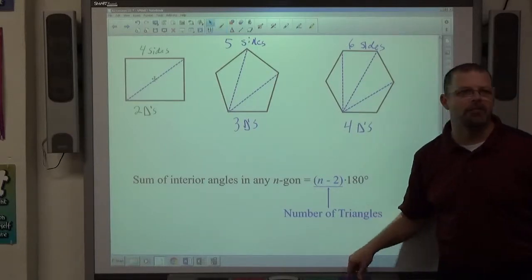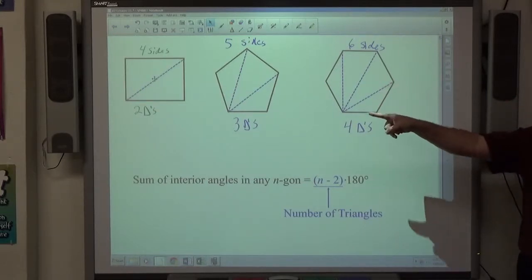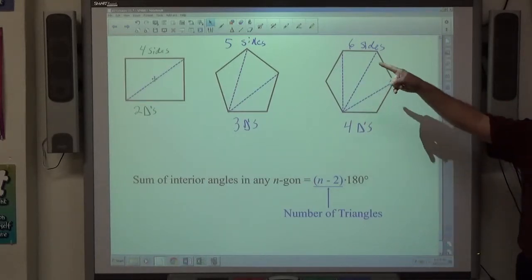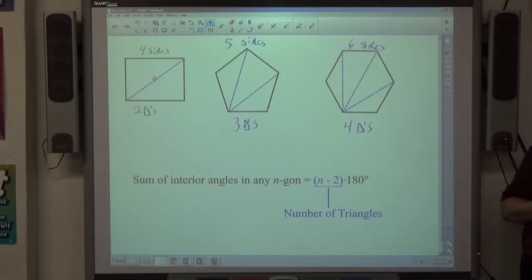There's a limit to how far I want to go to make a point. I don't want to draw a 7-sided figure. Those are hard. So, 4 sides minus 2 is 2 triangles. 5 sides minus 2, 3 triangles. 6 sides minus 2, 4 triangles. In general, any number of sides minus 2 equals how many triangles exist.